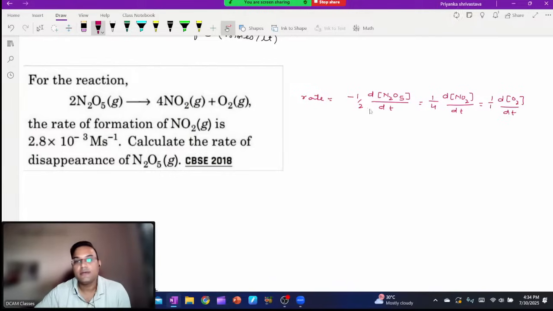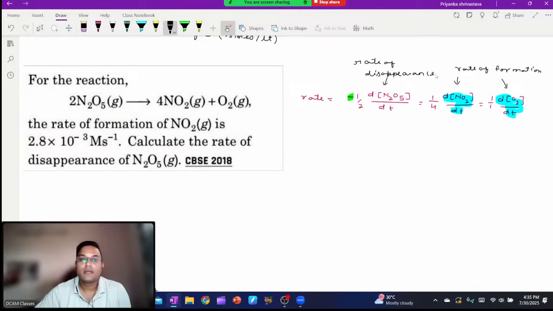Now, when you have this positive part, it is known as the rate of formation: the rate of formation of NO2 and the rate of formation of O2. The negative part is known as the rate of disappearance. Now, what they have given is the rate of formation of NO2.